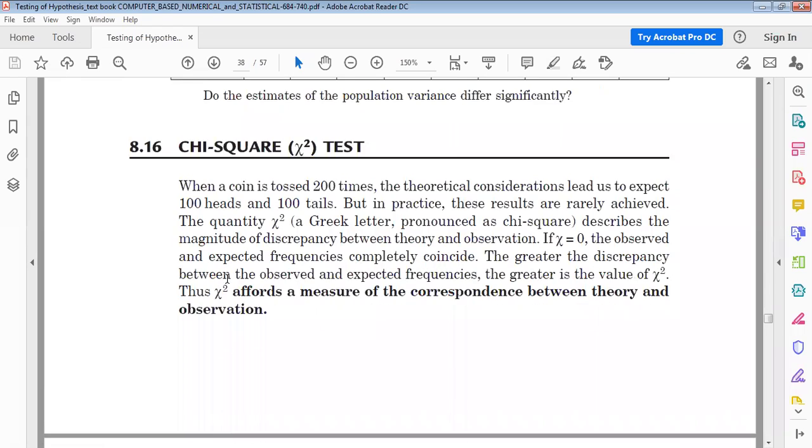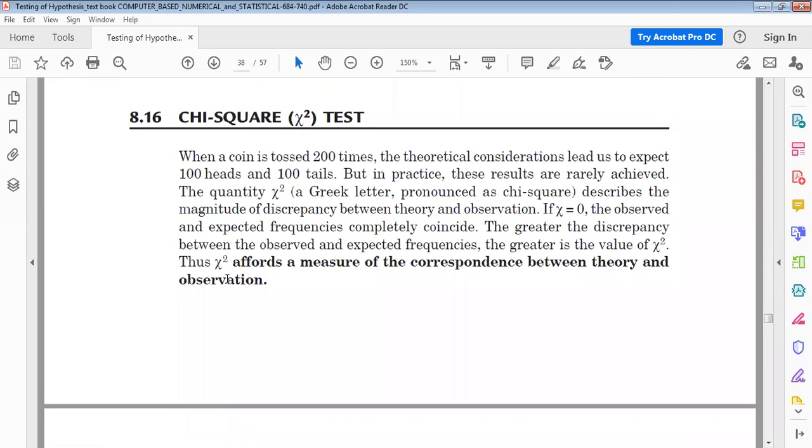Now another important distribution: the chi-square distribution, or chi-square test. You have to apply this chi-square test. When a coin is tossed 200 times, suppose we have a coin with a head or tail. So we are tossing this how many times? 200 times. The theoretical consideration leads us to expect 100 heads or 100 tails after 200 tosses. But in practice, these results are rarely achieved. Heads may be more, or tails may be more than heads.